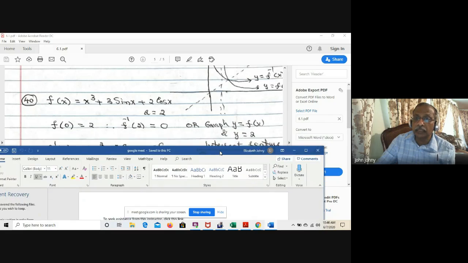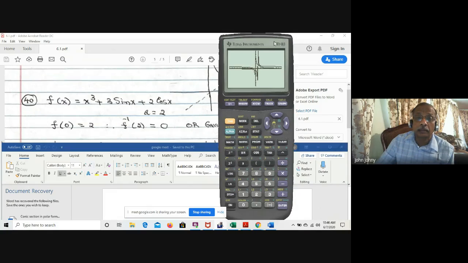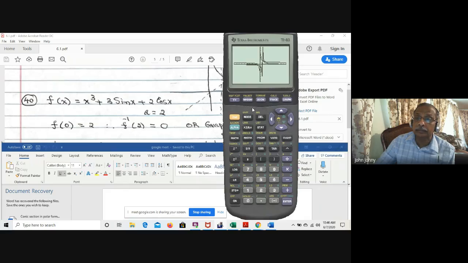Another method to find that is you graph the function. So if you find that the inspection method is difficult, you graph the two functions. What are the two functions? That is x cubed plus 3 sine x plus 2 cos x.